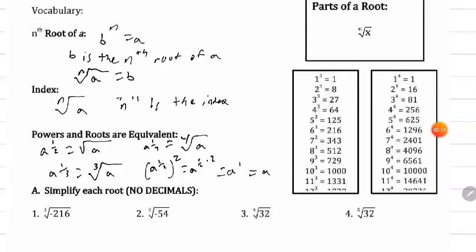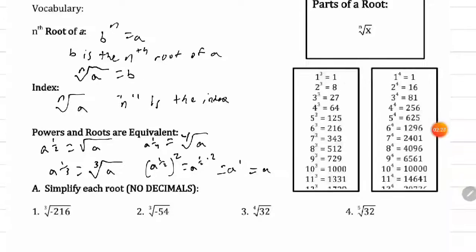And then on the right side here, we have a list of cubes and fourths. For example, 2 cubed is 8. So if I wanted to say what is the cube root of 8, that would be 2. And then we have the fourth root. The fourth root of 81 is 3, and so on and so forth.